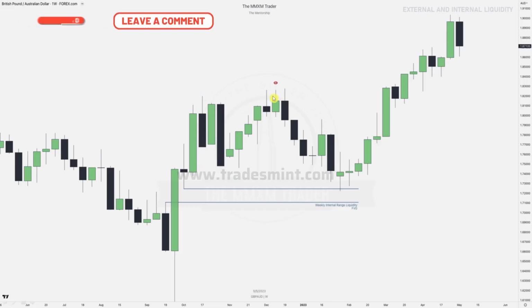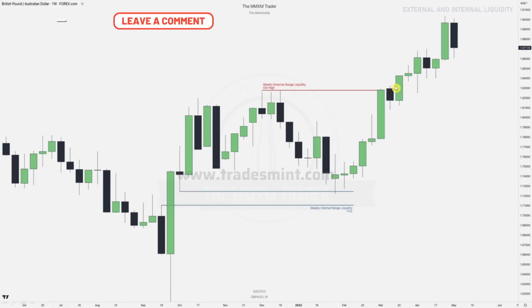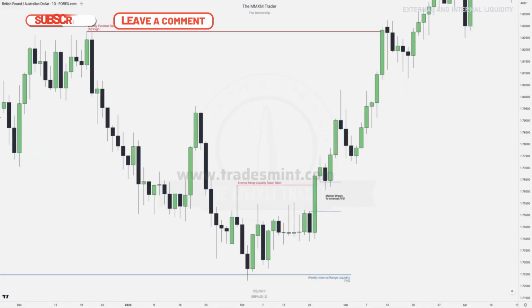External has been raided over here. We draw back into internal. Internal has been tagged. Where are we going to go? We're going to go to external. It's simple as that. So that weekly external range liquidity, that old high, has been liquidated after going into internal. And looking at the daily chart, now we can see how we can frame our bias on the daily.